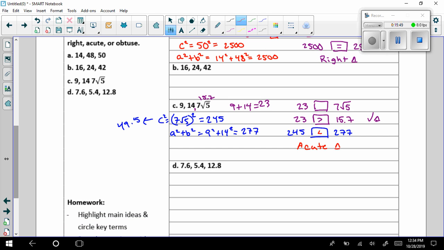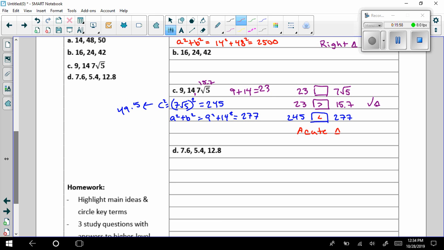Okay. And then I want you to try D on your own as well. Okay, and that's it for this one. So most of it is Pythagorean theorem, but then using that in different ways to discover and classify what type of triangle it is, to find missing sides, and then to even figure out if something is a triangle.